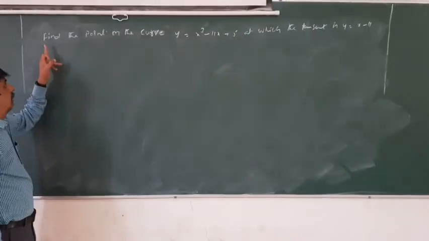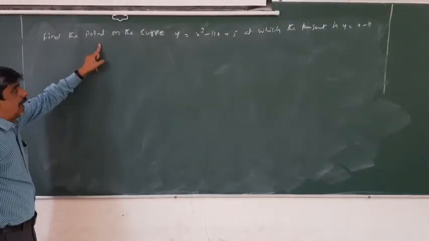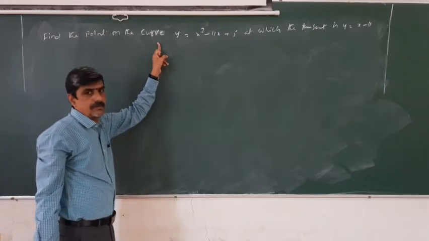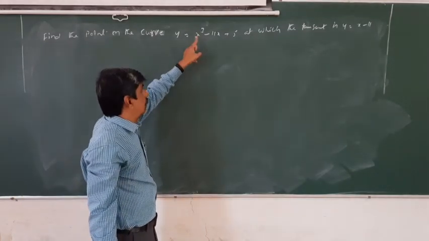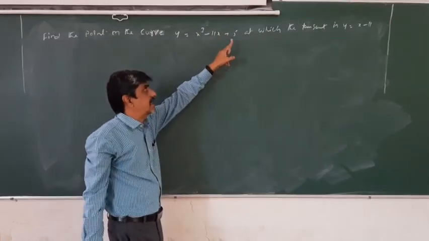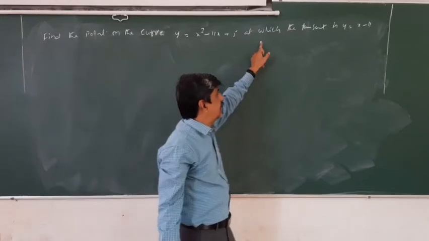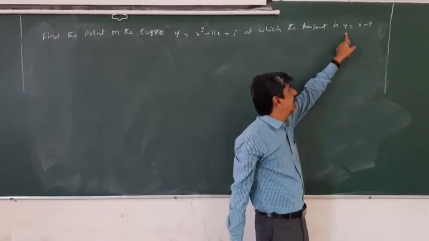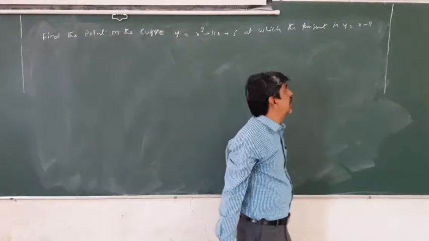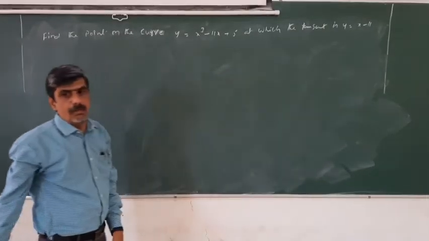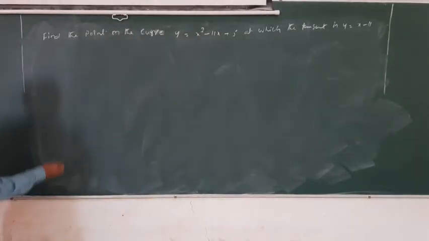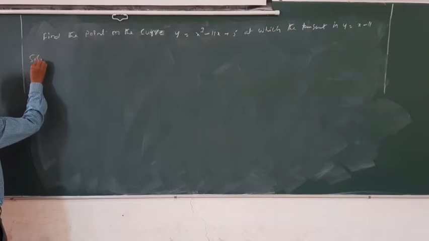Next numerical: find the point on the curve y is equal to x cube minus 11x plus 5 at which the tangent is y is equal to x minus 11. Solution of the problem.